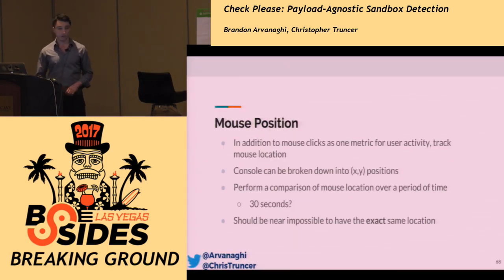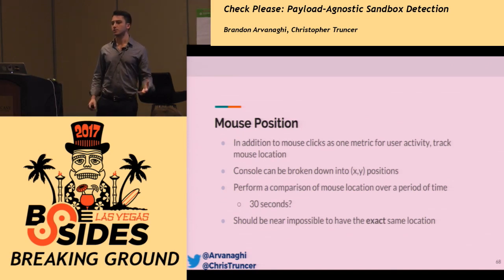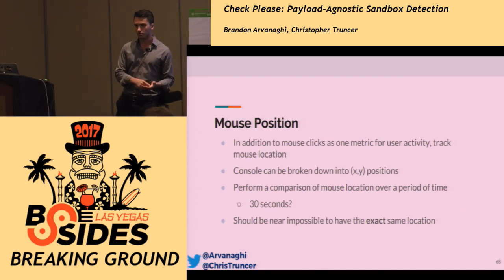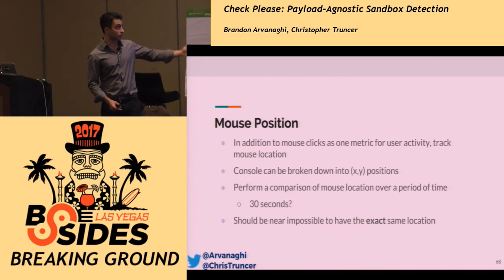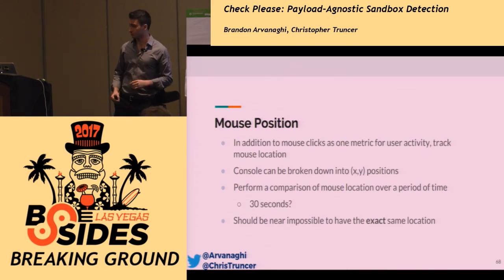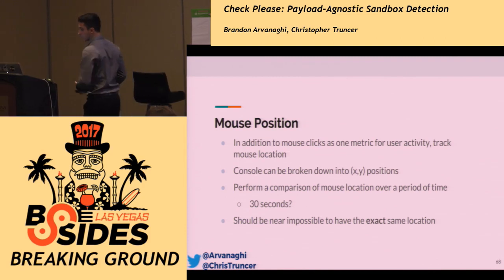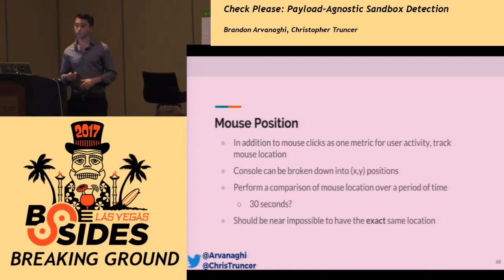Mouse position is another way to check if the user is present. If the user's at their computer, they will be moving their mouse. It's a fact of life. So if you get the X and Y coordinates of the mouse at a certain point in time, you wait a little bit, you do a long process, or you sleep, and you check again, then it should be in a different location. And if it's in a different location, the user's probably using that mouse to move around.